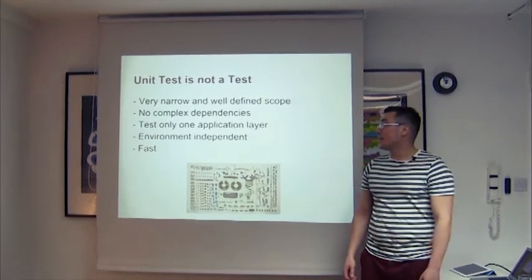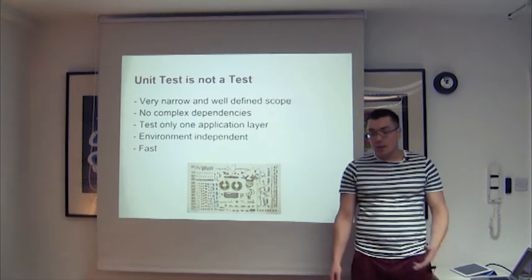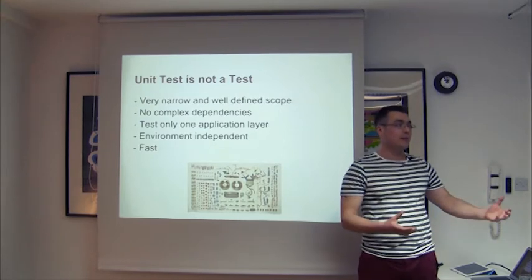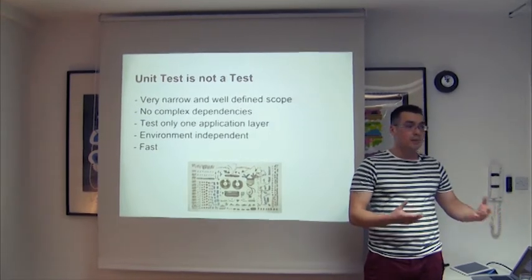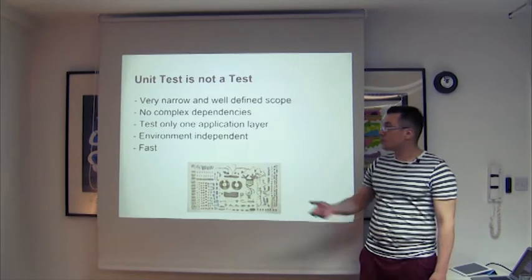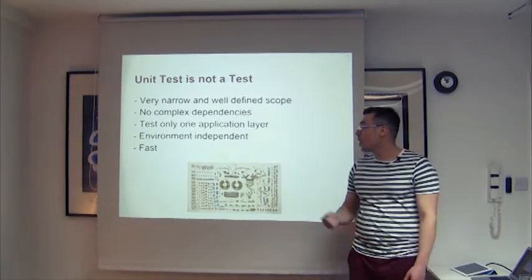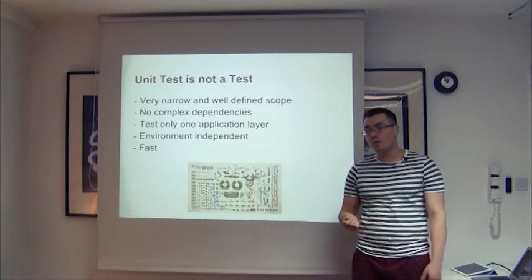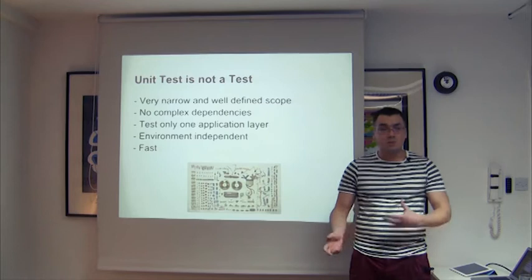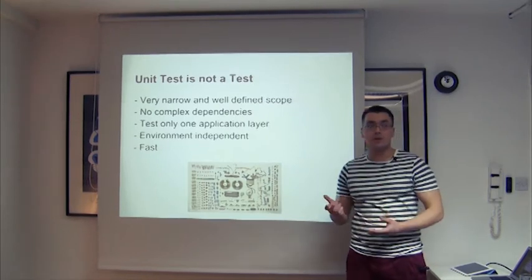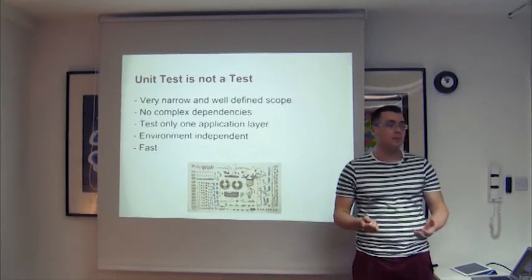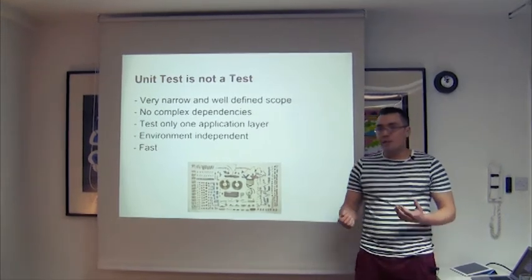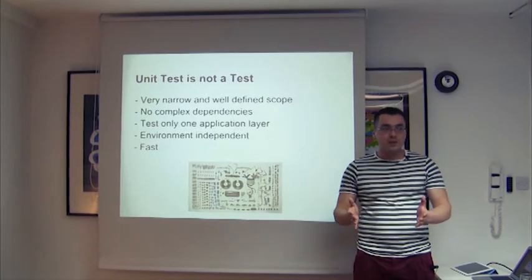No complex dependencies. That means if the code you're testing has some complex dependencies during the unit test, it means you test more than one thing, which contradicts the first point. Next one is test only one application layer. So if your code, during the unit test, is talking to a database, to the file system, to an API, then what you're really testing is an integration.